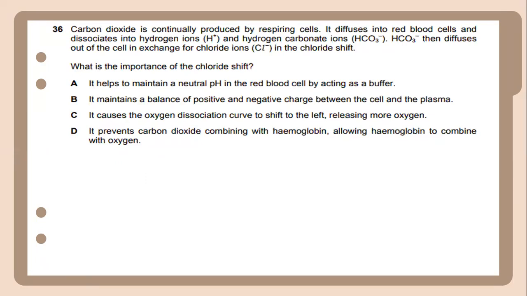36. Carbon dioxide is continually produced by respiring cells. It diffuses into red blood cells and is converted into hydrogen ions and hydrogen carbonate ions. Hydrogen carbonate ions then diffuse out of the cell in exchange for chloride ions in the chloride shift. What is the importance of the chloride shift? The importance of the chloride shift lies in option B, which is that it maintains a balance of positive and negative charge between the cells and the plasma.